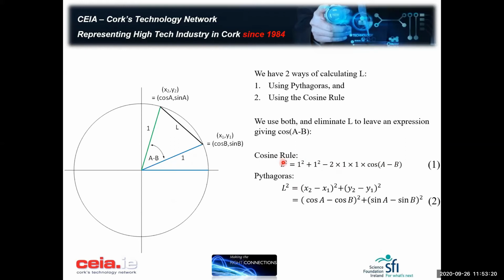The other expression for length L is, well, normally you'd have the square root of this quantity, but we're happy enough to stick with L squared rather than L because we have L squared in the other formula. So instead of x2 minus x1 squared and y2 minus y1 squared, we substitute the known values of x1, y1, x2, y2, which are cos A, sine A and cos B, sine B. And we get this formula for L squared.